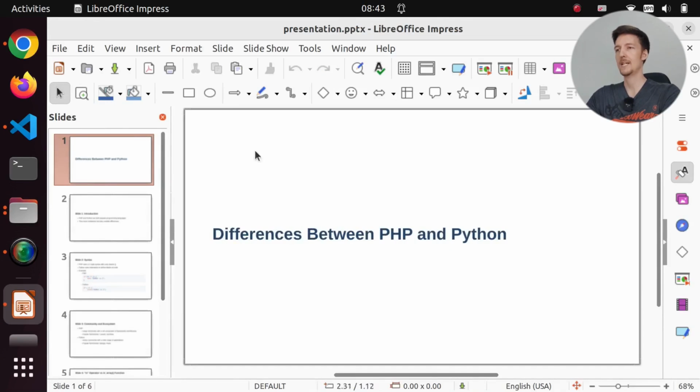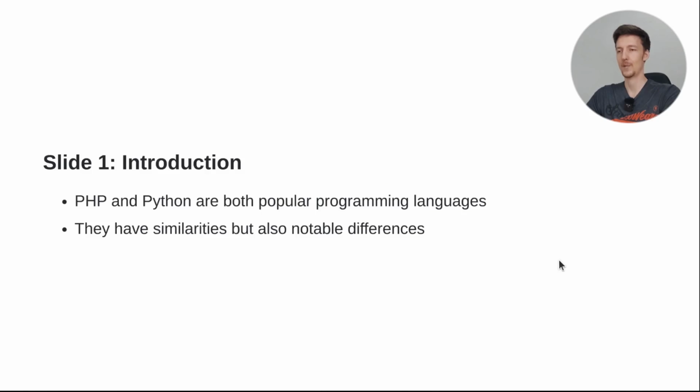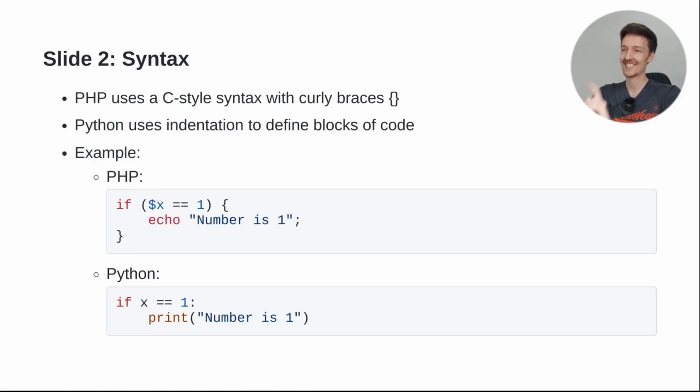Differences between PHP and Python. Let's open this full screen and let's go to the next slide. Introduction. PHP and Python are both popular programming languages. They have similarities but also notable differences. Oh, look at this. Slide 2, syntax. PHP uses C-style syntax with curly braces. Python uses indentation to define blocks of code. Example. And it freaking formatted the code.